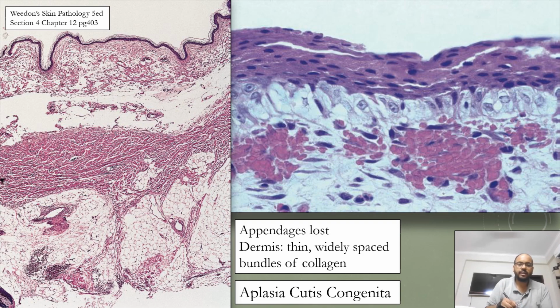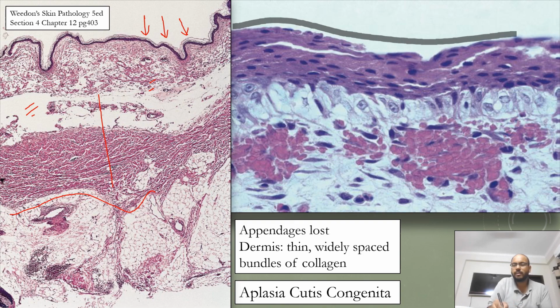So this image I've taken again from Weedon's, and you can see the thinness of the epidermis. Can you appreciate how thin it is? And you can see the high level of subcutis. There's actually complete absence of dermis at certain places. And if you look at the magnified area, the cells of the epidermis are not properly formed. The basal cells are not looking normal. The other keratinocytes are not looking normal.